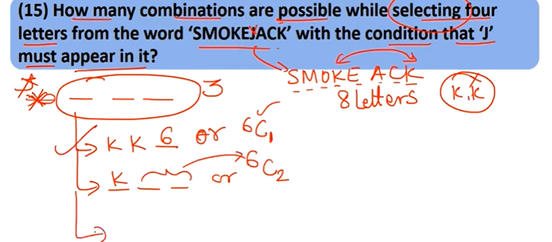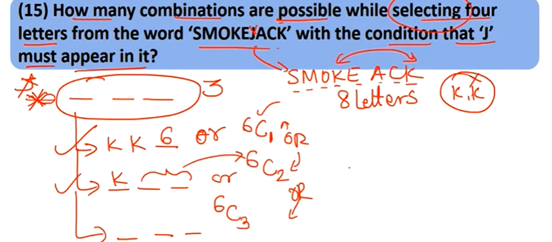What is the third possibility? Do not consider K at all. How to fill these 3 places using 6 characters? 3 places selected from 6 characters. Why should we not include these 2 Ks? Because we have tried to include these possibilities over here. So over here we are considering a possibility where K is not included at all. So without including K, how many letters are there? 6. Out of 6 we have to select 3.